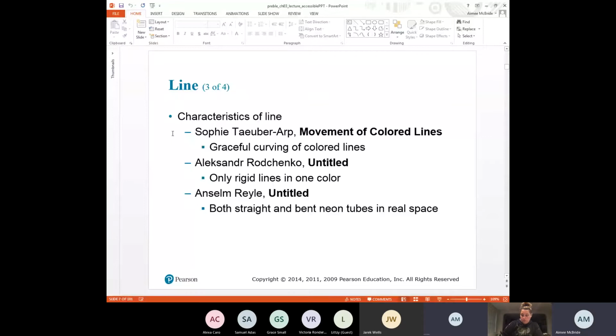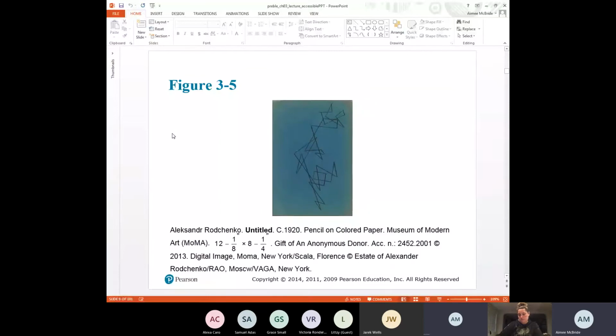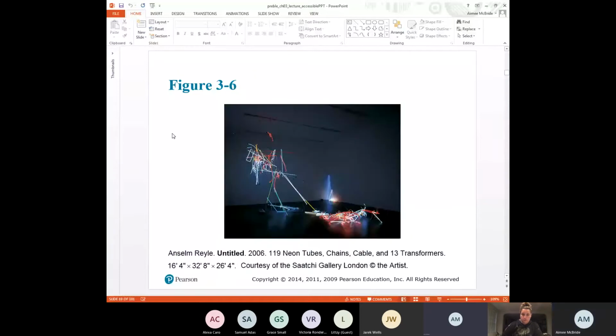So we're going to look at movements of color lines, which have a graceful curving line, which I like to consider to be a little bit more sensual or feminine. And then in comparison, we look at Alexander Rodchenko's Untitled. These lines are a lot more aggressive. And then, of course, another use of lines here versus being on a flat surface. We see this used in a sculptural format in the installation using neon tubing.